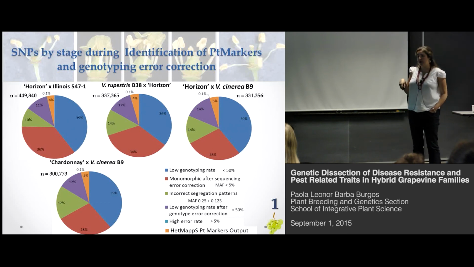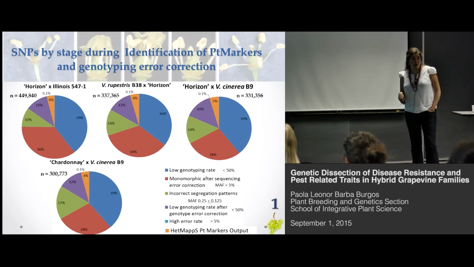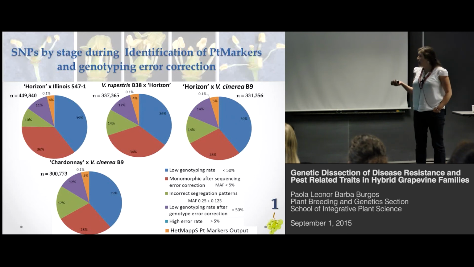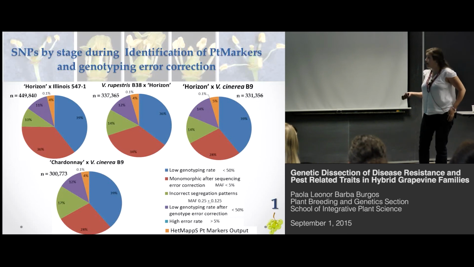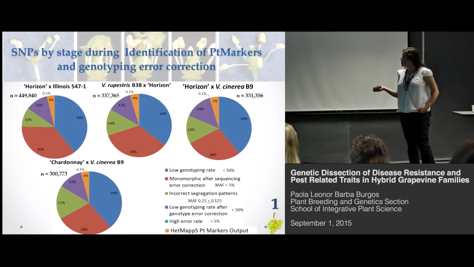As explained before, we're using a pseudo-test cross strategy. So we're looking for markers that are homozygous in one parent and heterozygous in the other, which means that they have a minor allele frequency of 0.25. There is a huge proportion of markers that don't have this frequency, and those might be markers that are heterozygous in both parents, or 3-allelic, 4-allelic, or just bad markers. Those are removed at this stage.